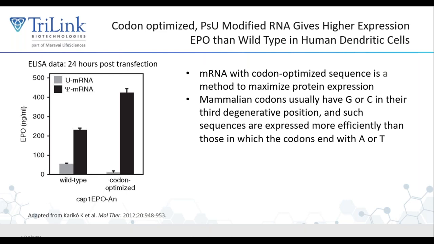Optimized sequences using pseudo-U show nearly twofold higher levels of EPO expression when measured via ELISA 24 hours post-transfection. And both the wild-type uridine samples, both in the optimized and the non-optimized, show significantly lower levels of expression. So this is a perfect example of how a simple change to the nucleotide sequence, that simple optimization step, can lead to starkly different results. It also shows that combination effect of using both a base modification as well as the codon optimization can lead to a significantly higher level of protein expression.